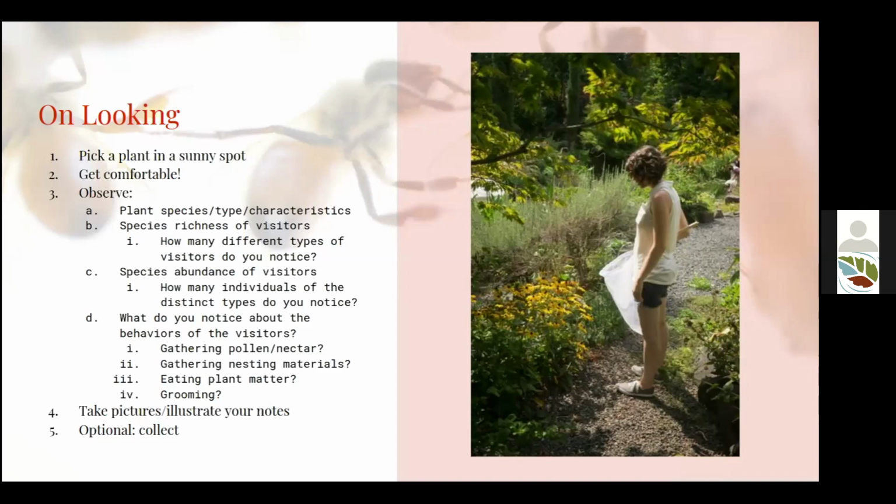But really, you're just going to want to get comfortable and then start making notes. Some things that I like to note, and some things that ecologists measure when they're doing observations like this, would be things like species richness. So how many different types of visitors or visiting insects do you notice on the plant? Or species abundance. So how many individuals within those distinct types do you notice?